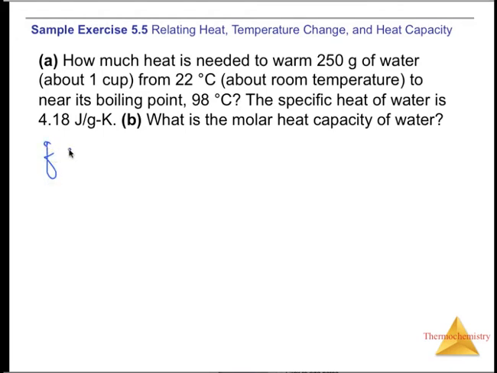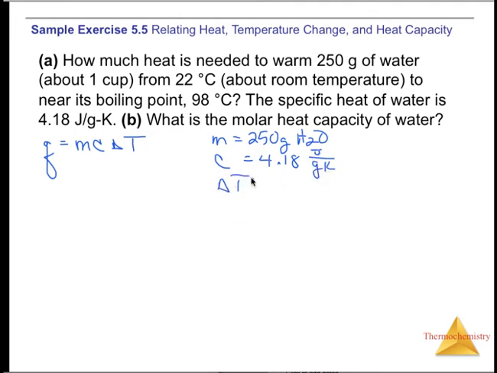Well, I'm looking for Q. Q is equal to MC delta T. M in this problem is 250 grams of water. The C is 4.18 joules per gram Kelvin. And my delta T is equal to my final temperature minus my initial temperature, which is 98 degrees Celsius minus 22 degrees Celsius, which is 76 degrees, right?